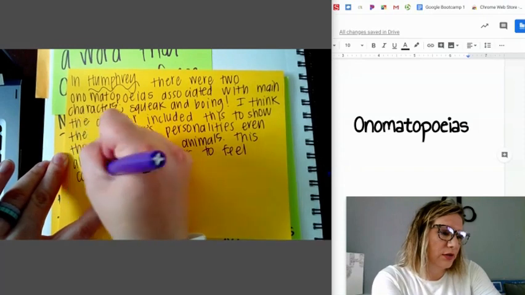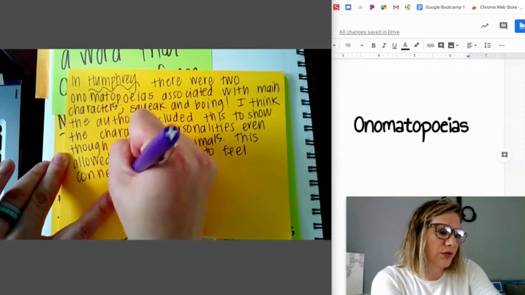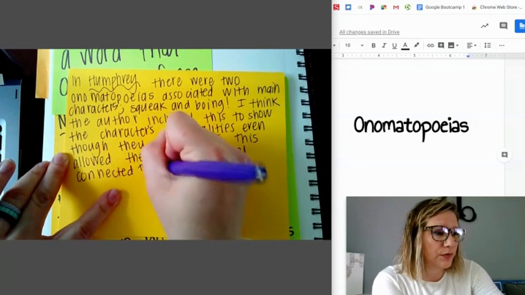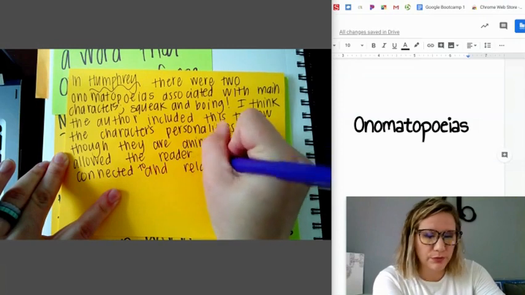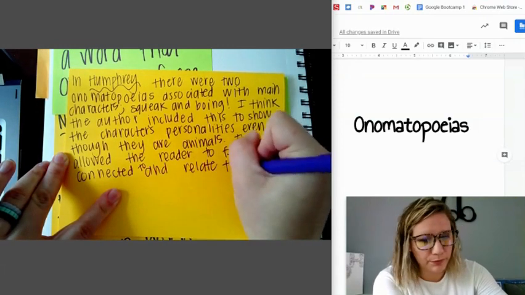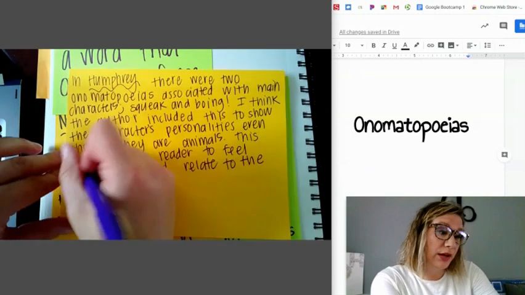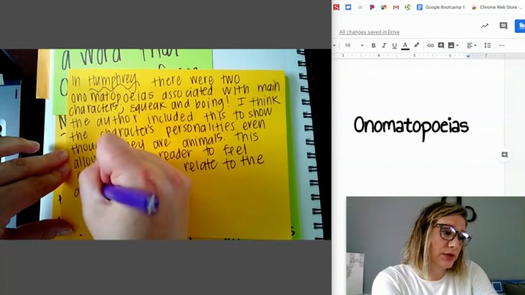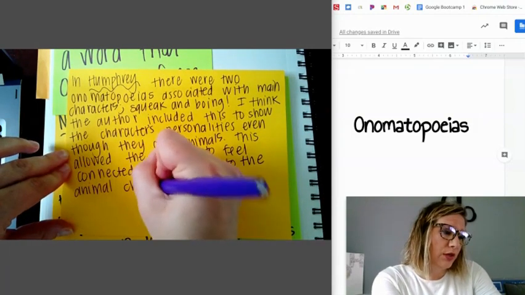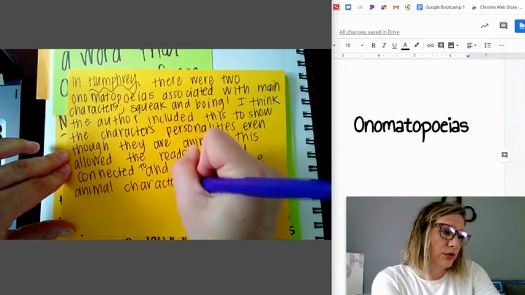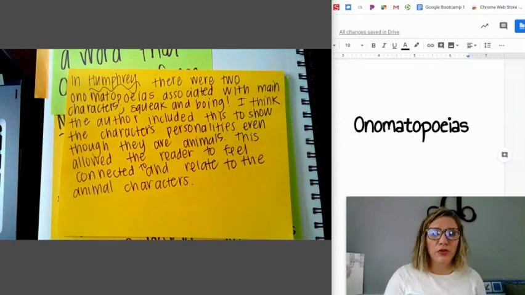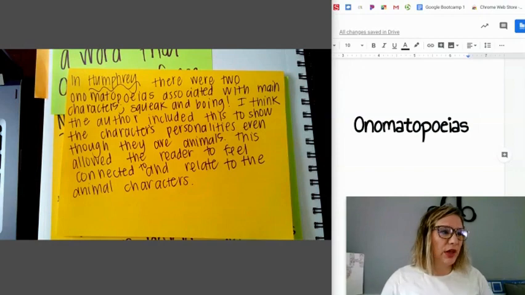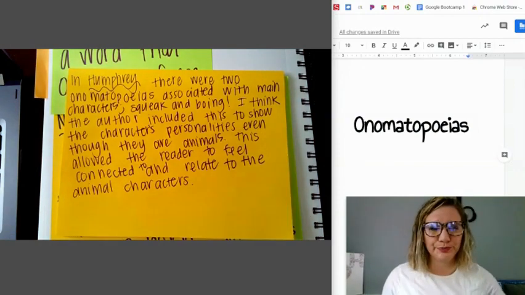So this allowed you as a reader to feel connected to and relate to the animal characters. Since they're not human, the author tried to make you feel with those characters, being that they were animals.